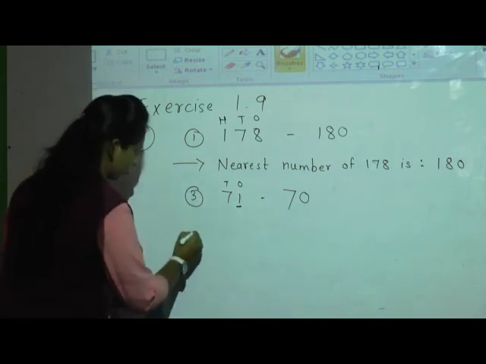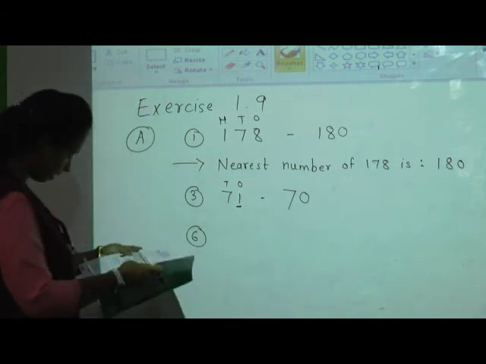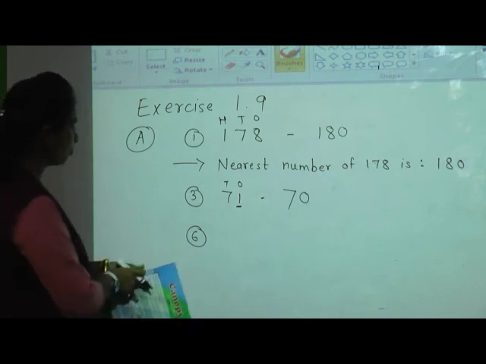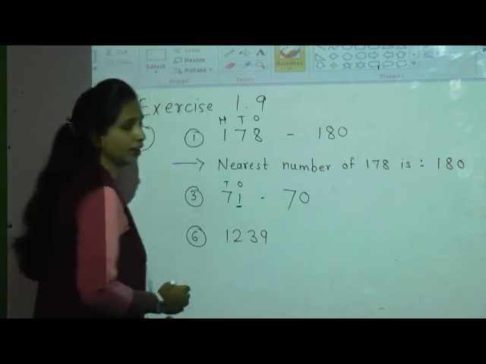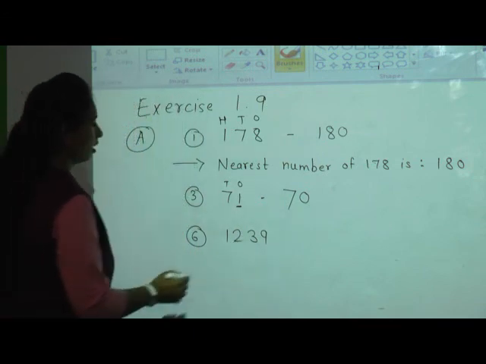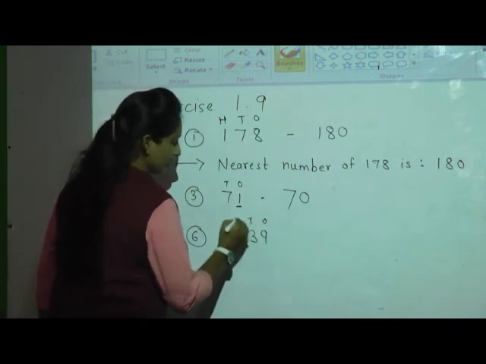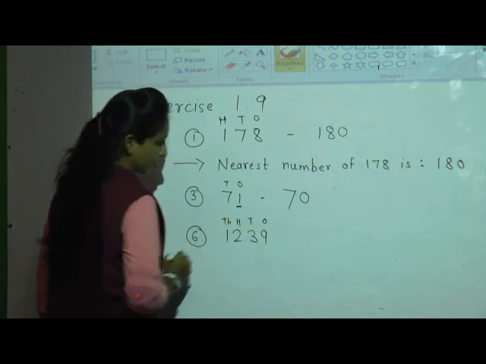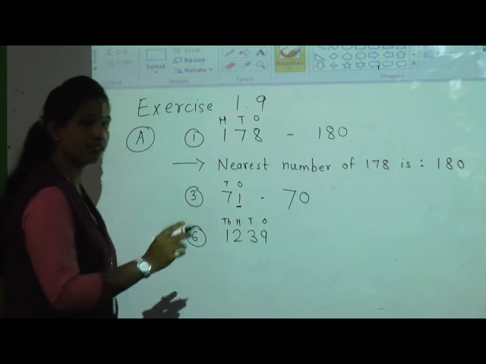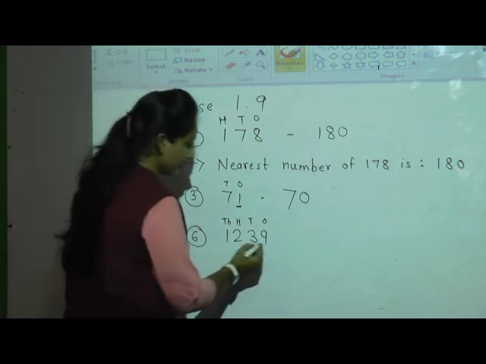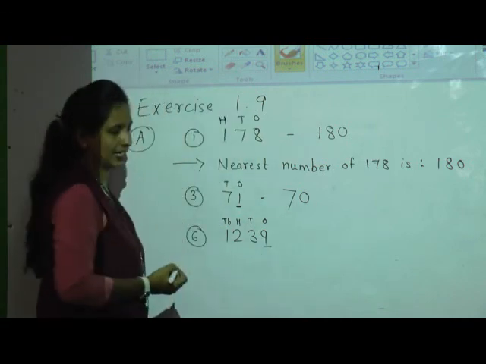We will take the sixth one. What is the sixth one? 1239. Okay? A 4-digit number is there. First give the place values: ones, tens, 100, 1000. Now rounding, we have to find out the nearest tens. For the nearest tens, underline the ones place.